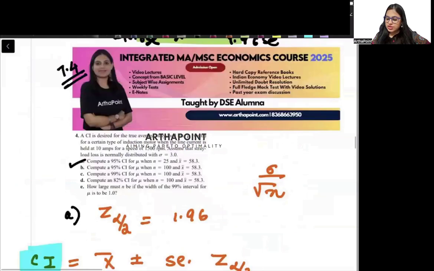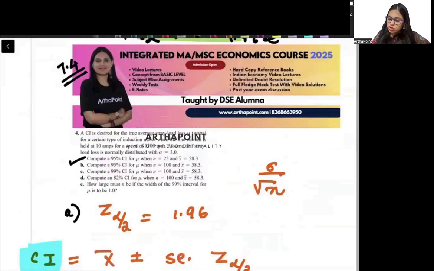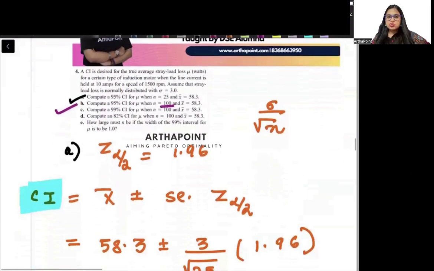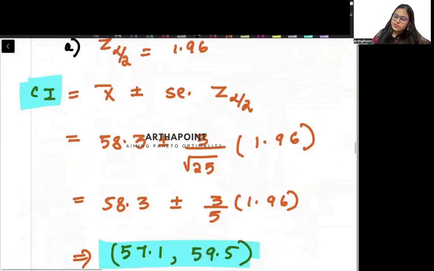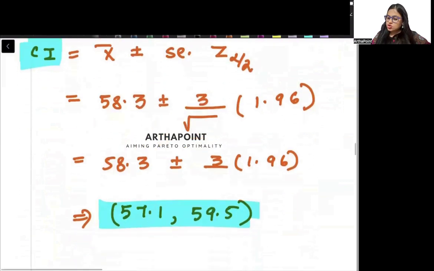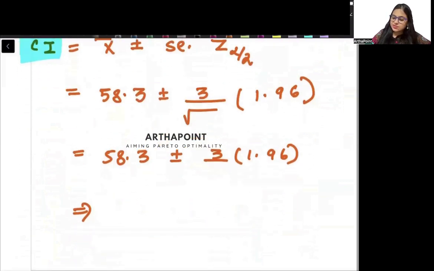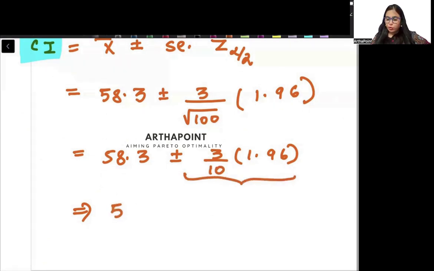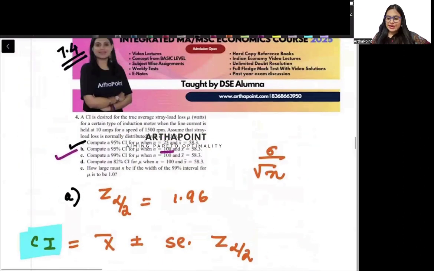Now, if we go to the next question, it says compute the 95% confidence interval when n is equal to 100. This is pretty simple. All that you have to do in the second question is just remove n being 25 and make it 100. So this will come out to be 10. When you add and subtract this value from 58.3, you will get the answer as 57.7, 58.9. So that is going to be your second part.